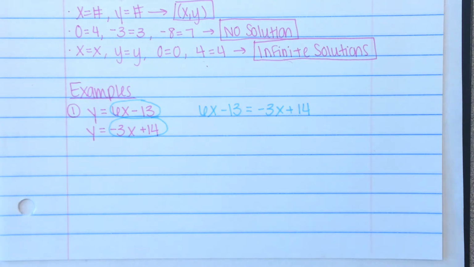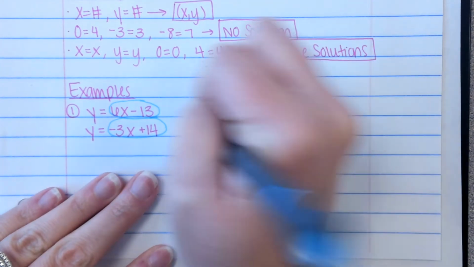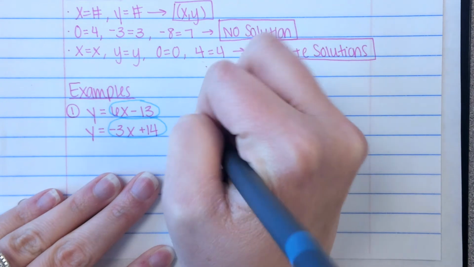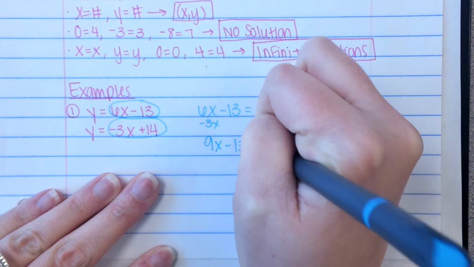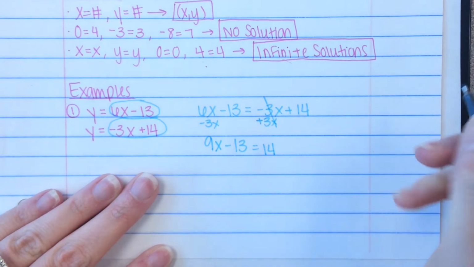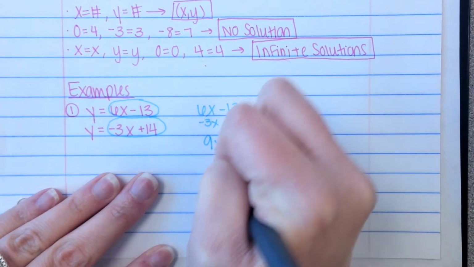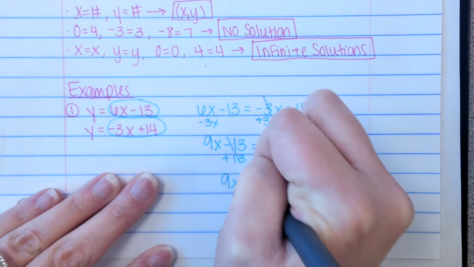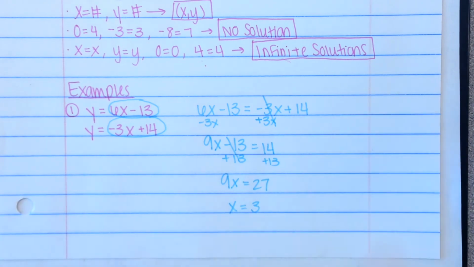All right, you can solve this a couple different ways. We don't really need to simplify. There's no parentheses, there's nothing to multiply, there's no like terms on either side, so we're just going to solve. So I'm going to add 3x on both sides, and that gives me 9x minus 13 equals 14. Now it's a two-step equation, so I can add 13 to both sides, and I get 9x equals 27. Divide both sides by 9, and I get x equals 3.